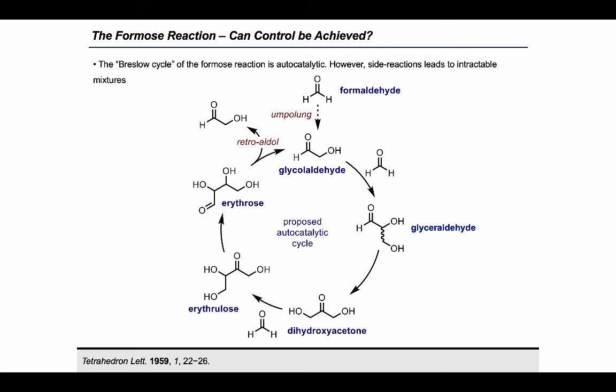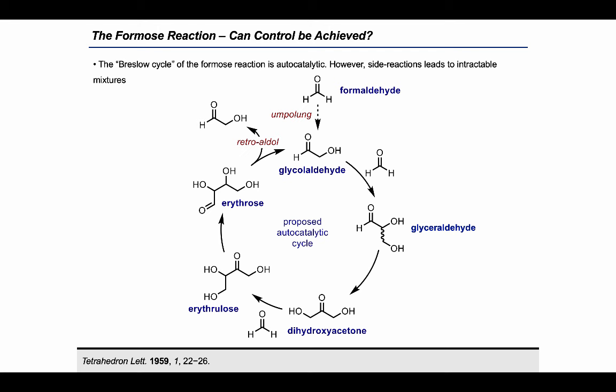In this cycle, the aldol reaction of glycolaldehyde and formaldehyde yields glyceraldehyde. Tautomerization of glyceraldehyde to dihydroxyacetone and further aldol reaction yields the C4 sugar erythrulose, which can tautomerize to erythrose, its aldose isomer. Erythrose can then fragment through a retroaldol reaction, which gives two molecules of glycolaldehyde.